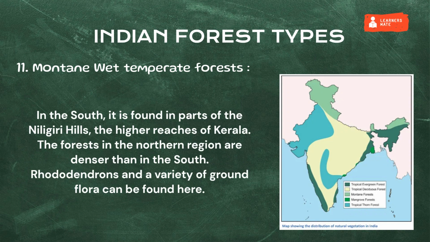In the south, it is found in parts of the Nilgiri Hills and the higher reaches of Kerala. The forests in the northern region are denser than in the southern region. Rhododendron and a variety of plant flora can be found here.